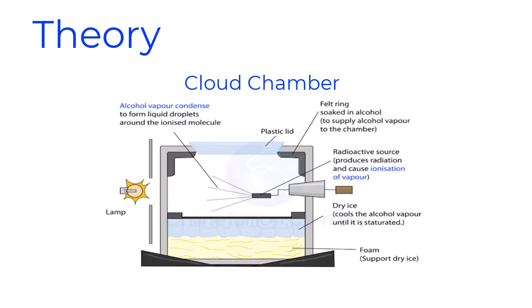The alcohol evaporates on the top of the chamber and starts falling down. When it hits the cold part of the chamber, it saturates, forming a supersaturated alcohol vapor layer. When particles pass through this layer, they ionize the vapor and form tiny droplets along their path.